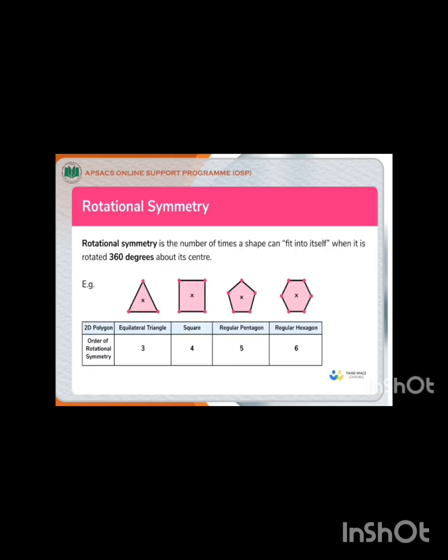And the second one is rotational symmetry. Rotational symmetry is the number of times a shape can fit into itself when it is rotated 360 degrees about its center. Rotational symmetry is basically when a shape looks the same after it's rotated around a fixed point. This point is called the center of rotation.